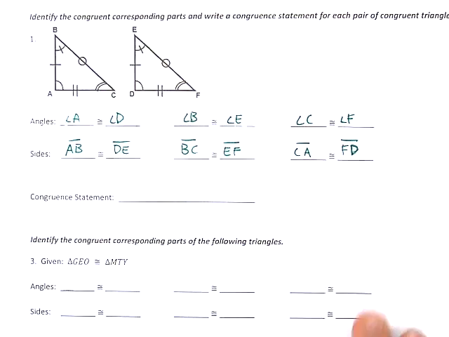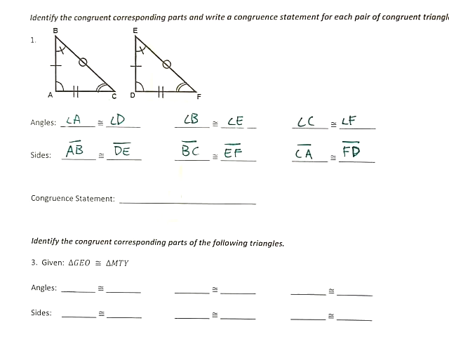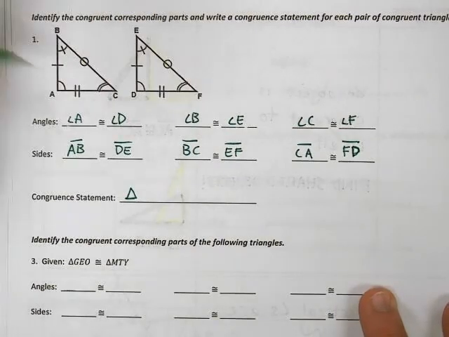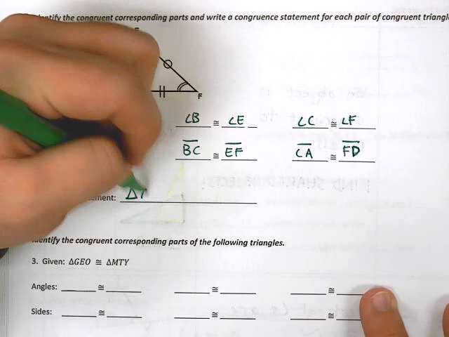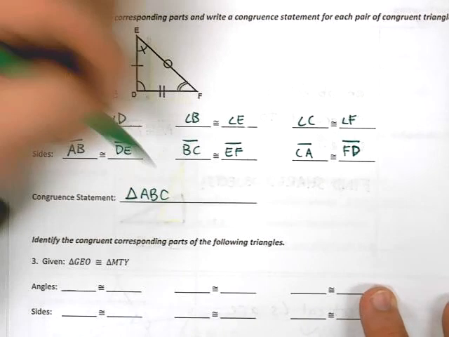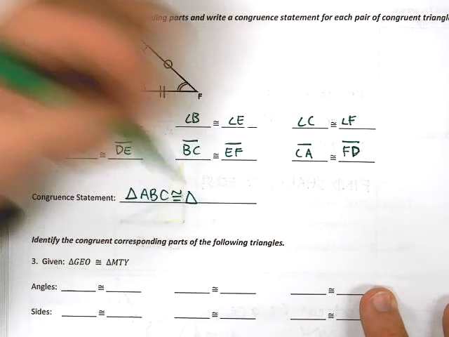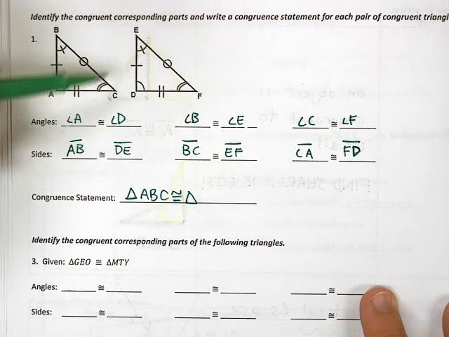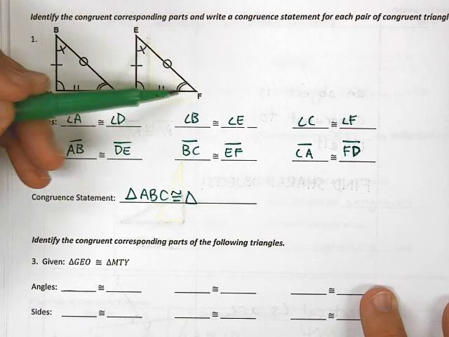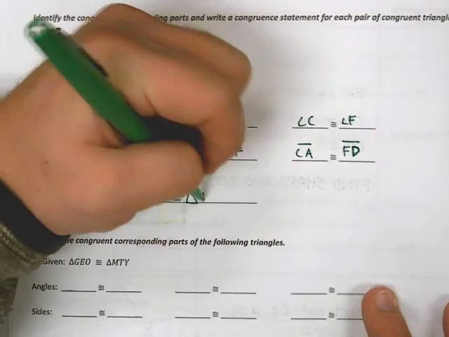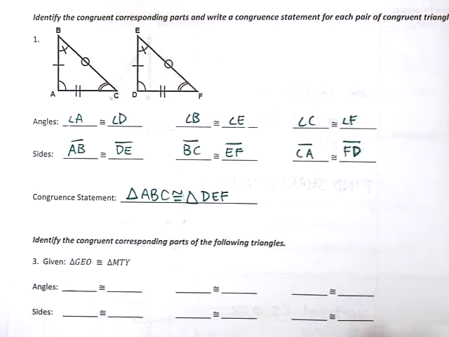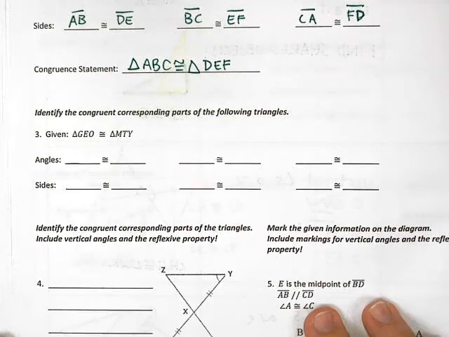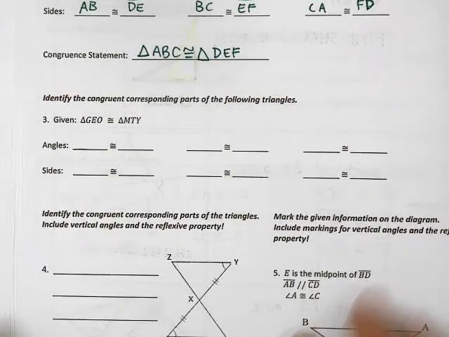Okay, now my congruent statement, you just need to make sure everything lines up with each other. So I'm going to say triangle ABC is congruent to triangle, and if I go single to single with a dash to double, then I need to go single, single with a dash to a double in the next one, so DEF.